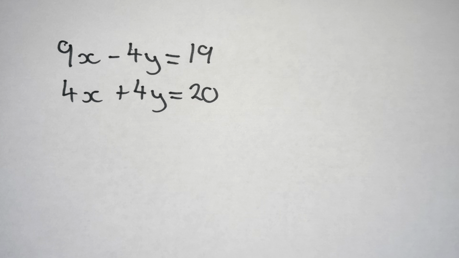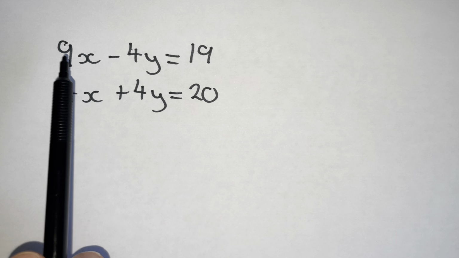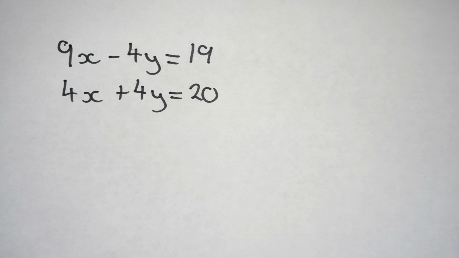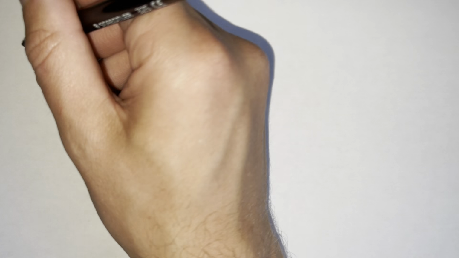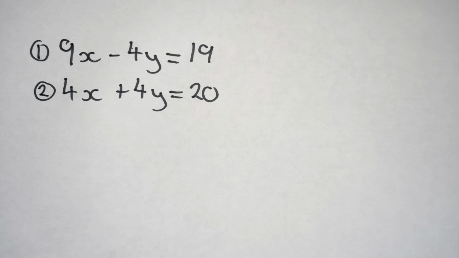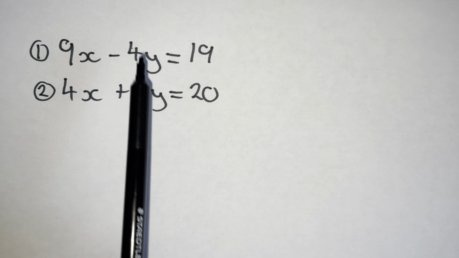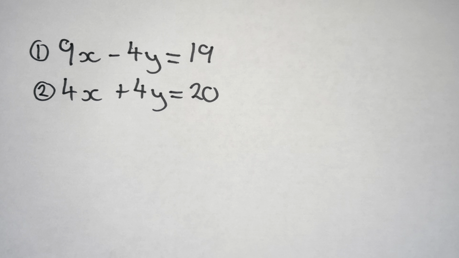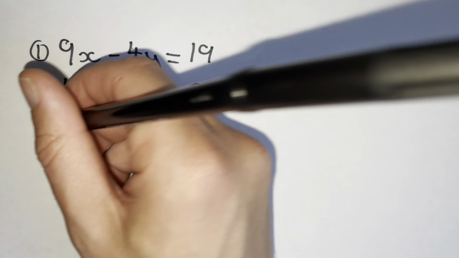In this last example, we're asked to solve the equations 9x minus 4y equals 19 and 4x plus 4y equals 20. Again, we'll start by labelling our equations as equation 1 and equation 2. I now need to look for a match in the same variable. Well, I have 9x and 4x, they don't match. And I have negative 4y and positive 4y. Well, if I add those together, they will cancel out. So that's the match we're going to use. And this time we're going to add our two equations.